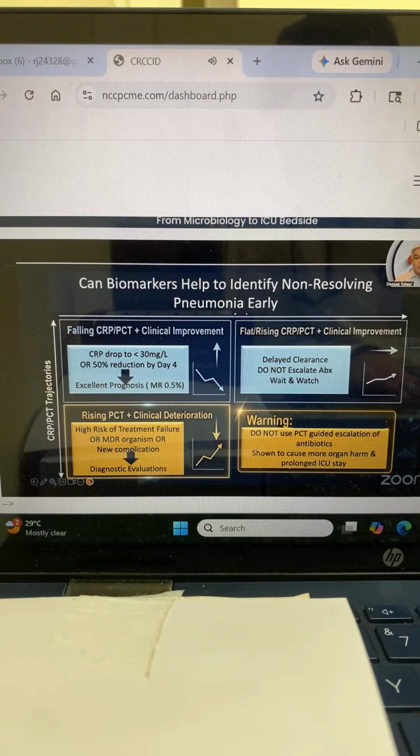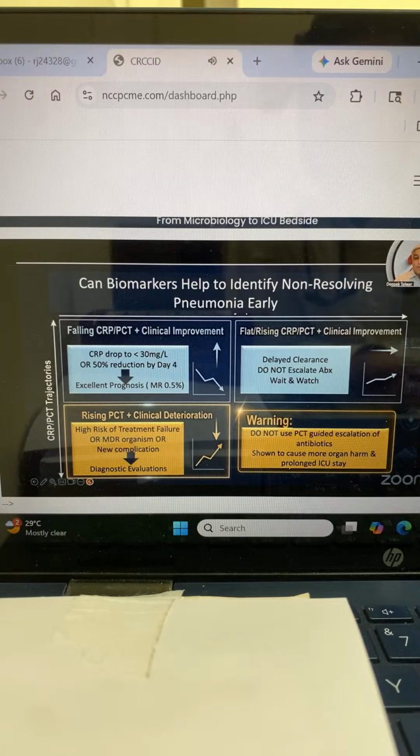One question which I think Dhruva has very rightly pointed out is, can biomarkers help in pneumonia? In the diagnosis of pneumonia, as he very rightly said, there is no role. But when you follow up these patients and want to see non-resolving pneumonias, there are three patterns you can see with CRP, PCT and clinical improvement. If CRP drops to less than 30, or there is more than 50% reduction by day 4, it shows excellent prognosis. Mortality is only 0.5%.